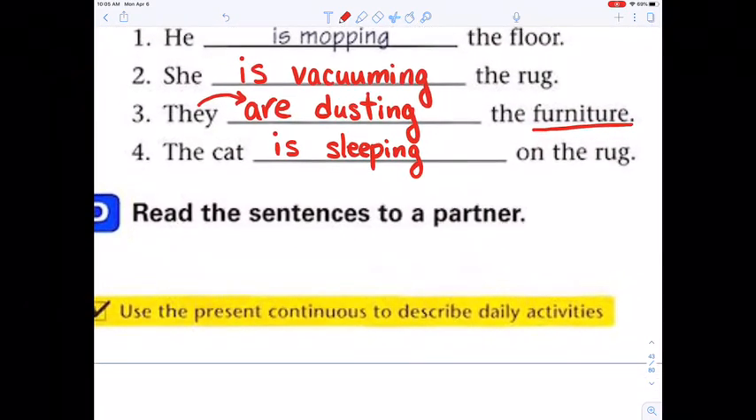Okay, so here's the big question about the present continuous. Why do we use it? When do we use it? We use the present continuous to talk about what is happening right now. For example, right now, I am teaching you English. Right now, you are learning English.